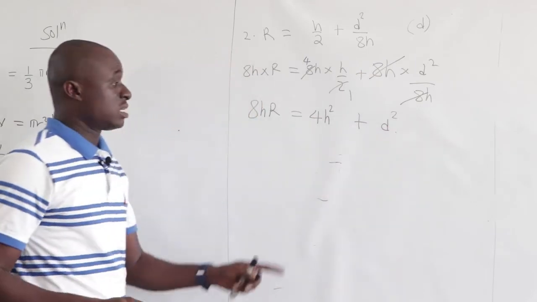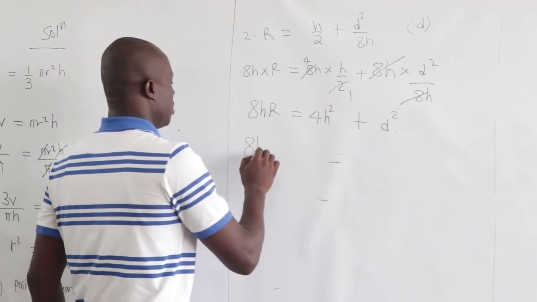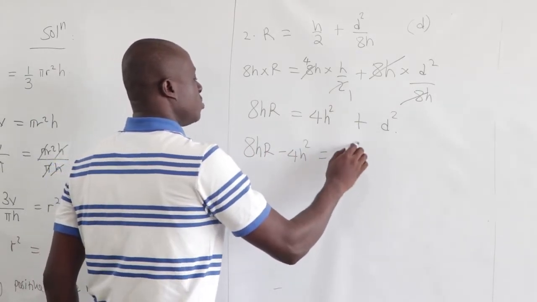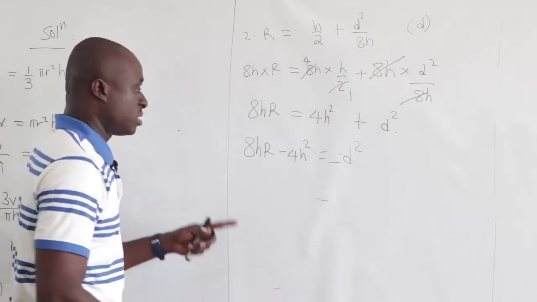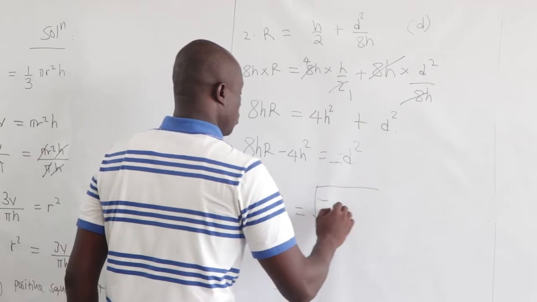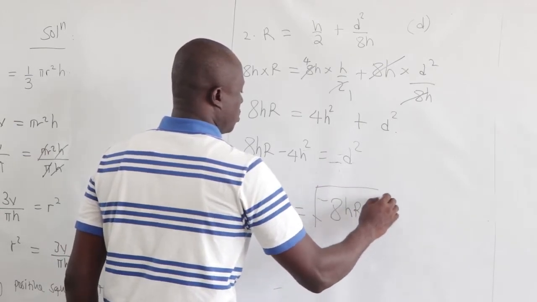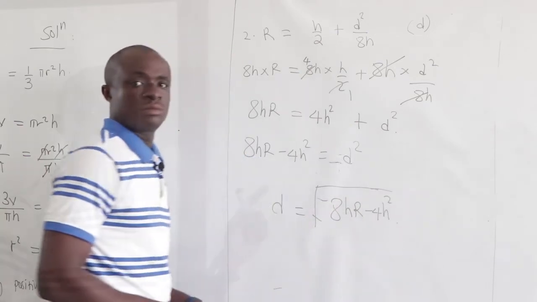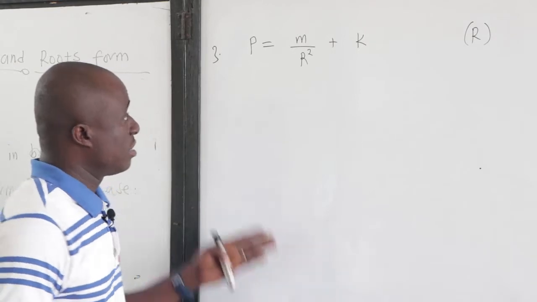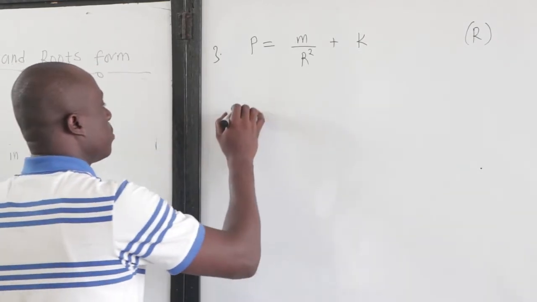We want to make d the subject, so what should we do? Let's bring this to this side. So you have 8hr minus 4h squared equal to d squared. Now taking the positive square root of this, my d will be equal to positive square root of 8hr minus 4h squared. Now let's see question number 3. We want to make r the subject. Clearly the LCM is r squared, so we multiply it with the r squared.